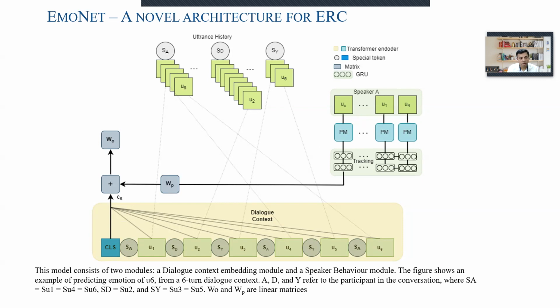Then we will have a W0, that is the probability distribution of the classes. The one having the highest probability value would be the selected emotion for this utterance. That is, in our context, U6. So we will determine the emotion label for U6 as the highest value in W0.